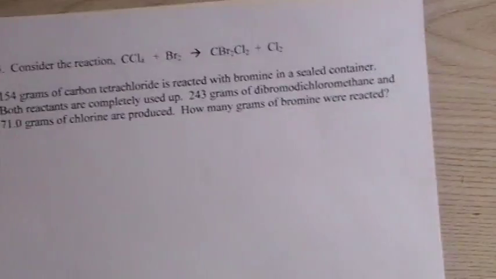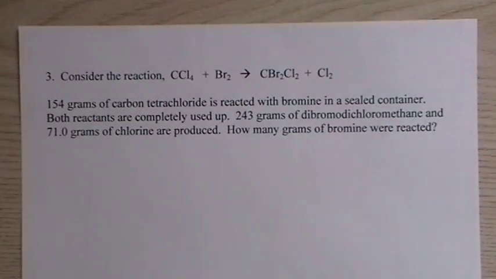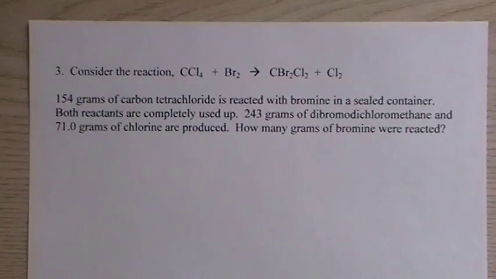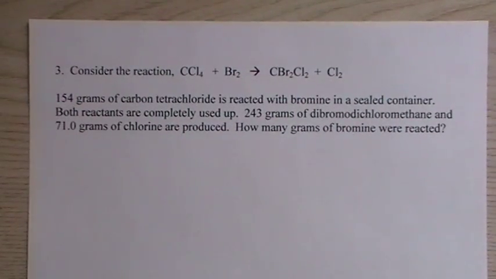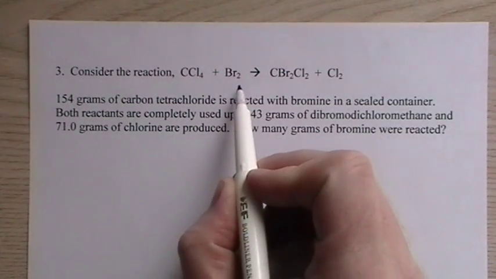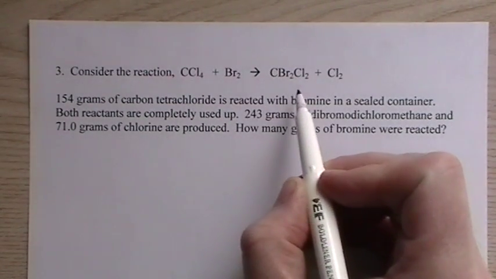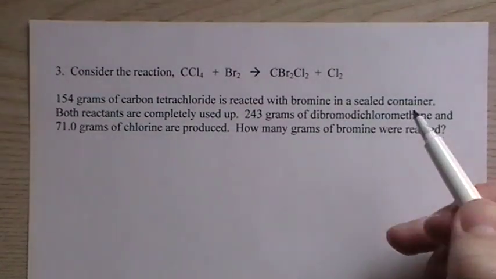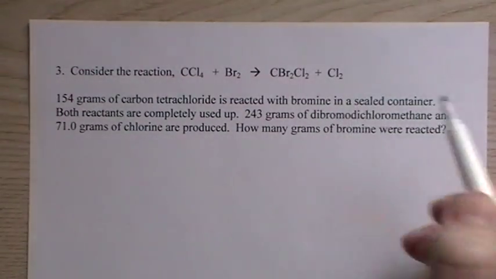All right, and here's a third type of problem. This one is an actual chemical reaction involving pure elements and compounds, rather than a mixture like in the earlier one. So to consider this reaction, we have carbon tetrachloride plus bromine goes to dibromodichloromethane plus chlorine. And make sure it's balanced out, yep.